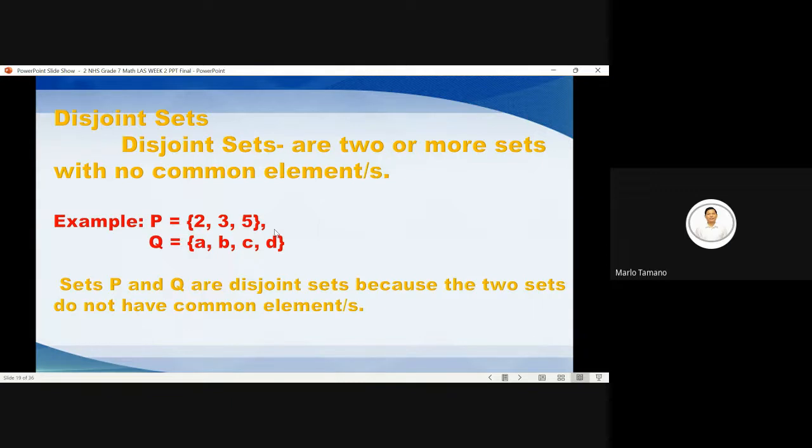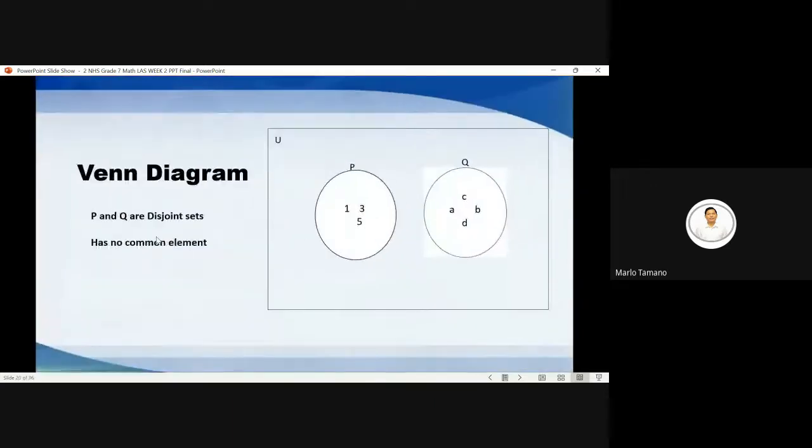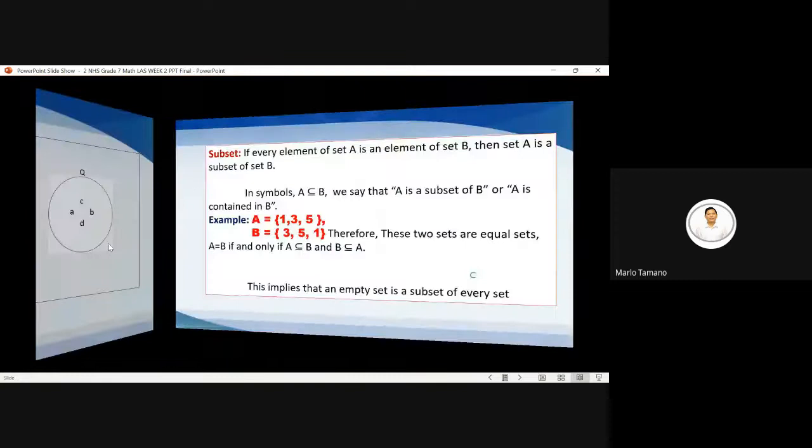Okay? So, wala pong magkapareho. There are no common elements. Is that clear? So, we can say now that sets P and Q are disjoint sets because the two sets do not have common elements. So, tignan nyo naman po yung kanyang Venn diagram. Ganito po yung kanyang Venn diagram. So, P and Q are disjoint sets because, no, they have no common elements. Okay?